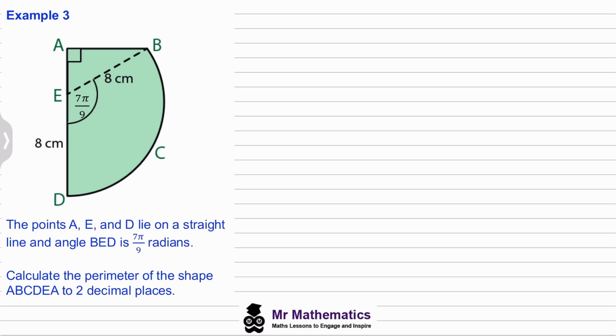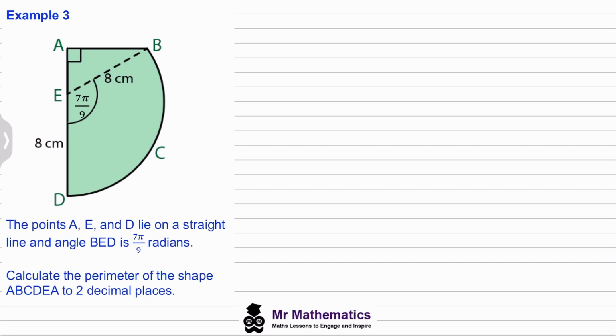So in example 3, we've been told that A, E, and D lie on a straight line, and the angle B to E to D is 7 pi over 9. We need to calculate the perimeter of this entire shape. So do you want to give this question a go yourself? You can pause the video and come back when you're ready.